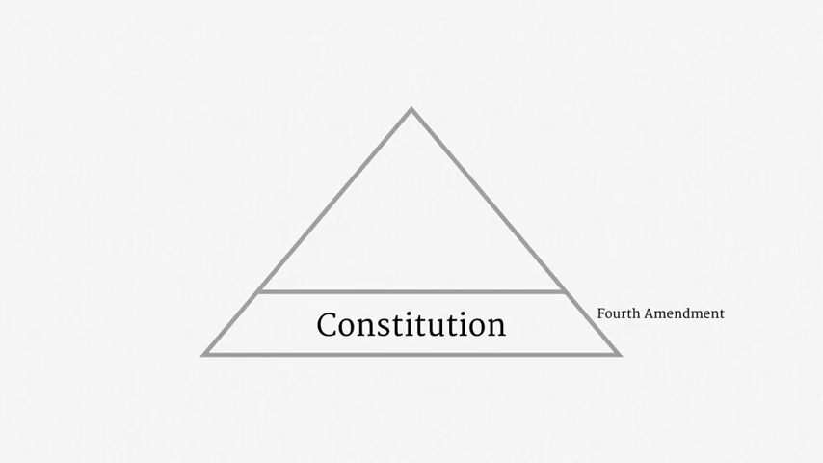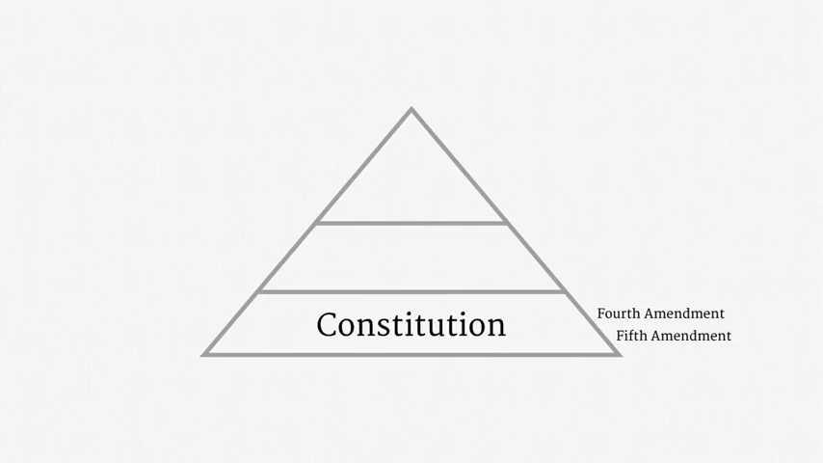At the base is the United States Constitution, which delineates the structure of government and some fundamental rights. We will be talking extensively about the Fourth Amendment in this course, which provides certain privacy guarantees. We will also touch upon the Fifth Amendment, which prohibits compelled, self-incriminating testimony.